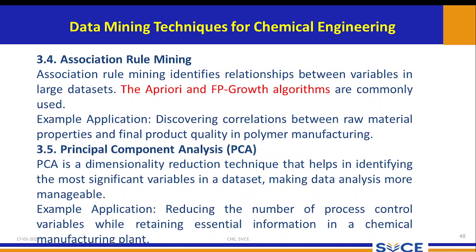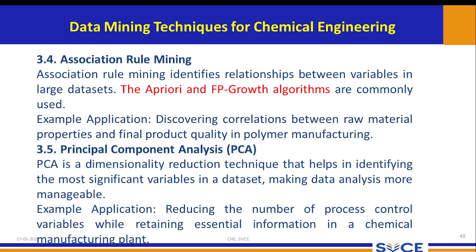Principal component analysis is a reduction technique that helps in identifying the most significant variables in the data set, making data analysis more manageable, reducing the number of process control variables while retaining the essential information in a chemical manufacturing plant. So this is the application.